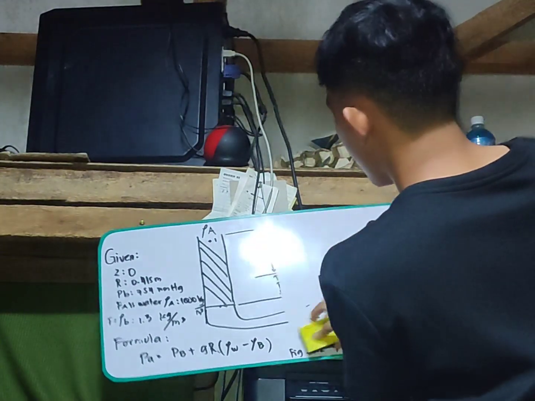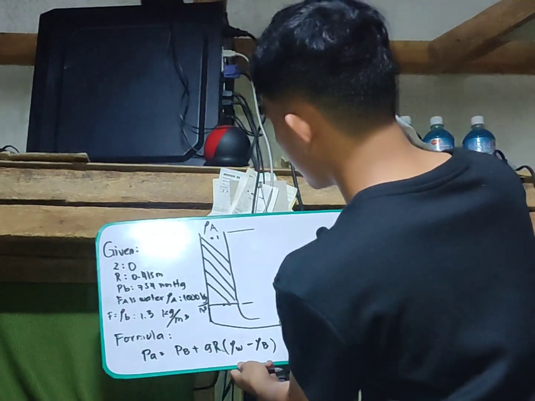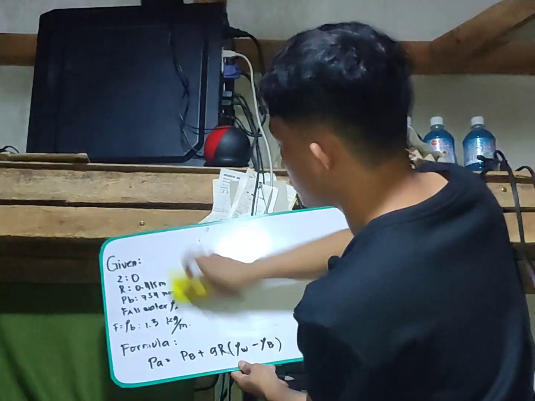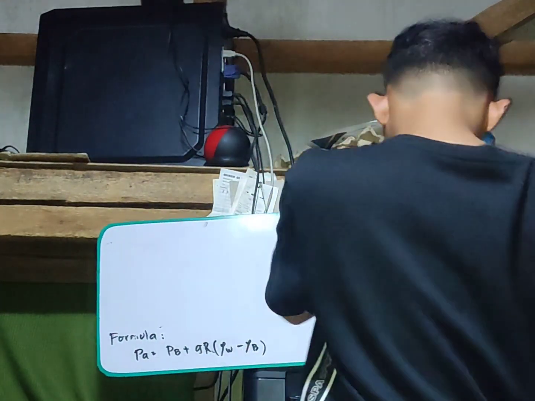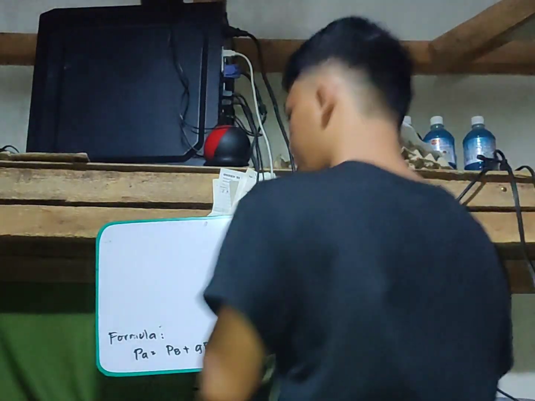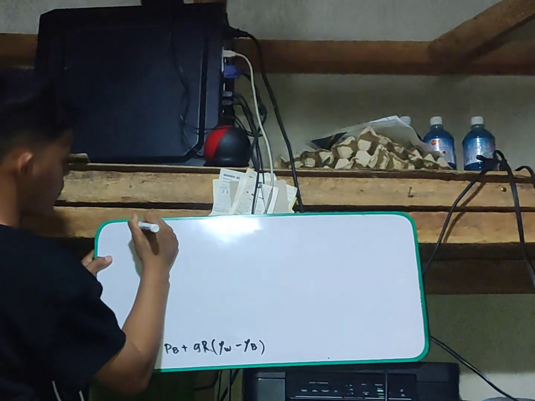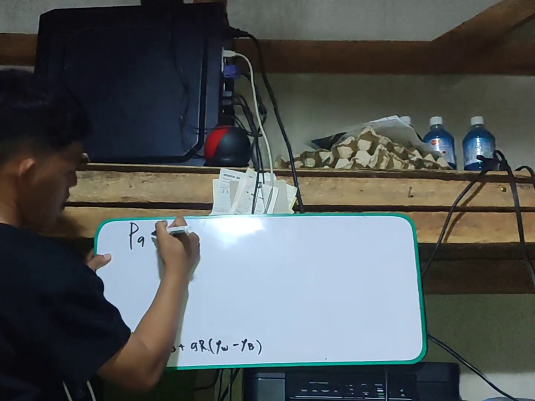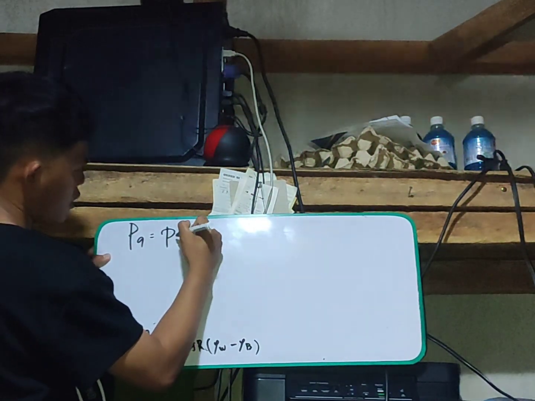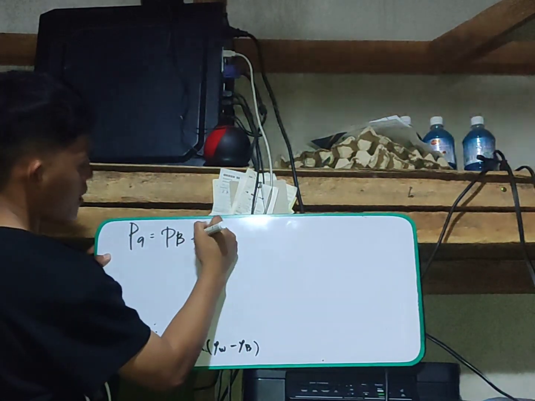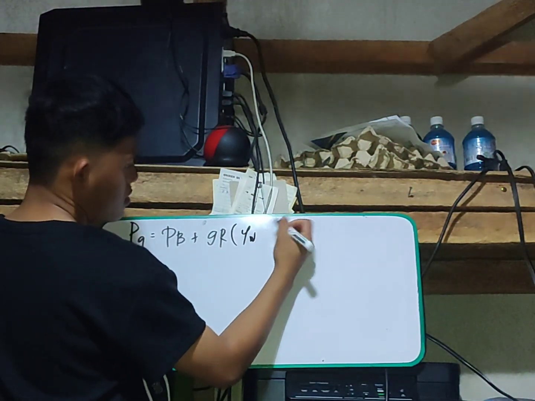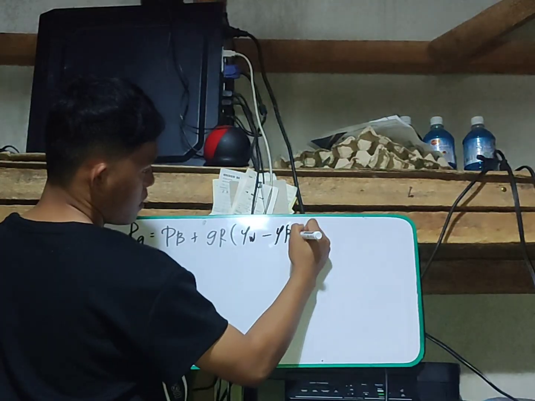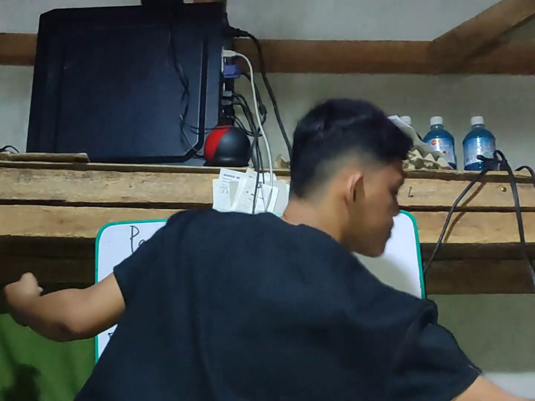I-erase na natin para magamit natin yung formula na to na binigay sa atin ng mga eksperto sa fluid mechanics. Okay. Rewrite ko lang yung formula natin sa taas para mas madali natin makita. We have the pressure of A is equals to B pressure plus gravity times R times density of water minus density of B. Okay. Solve na natin siya.